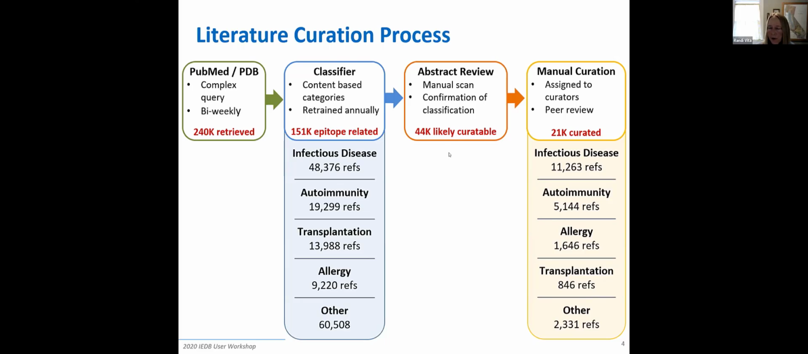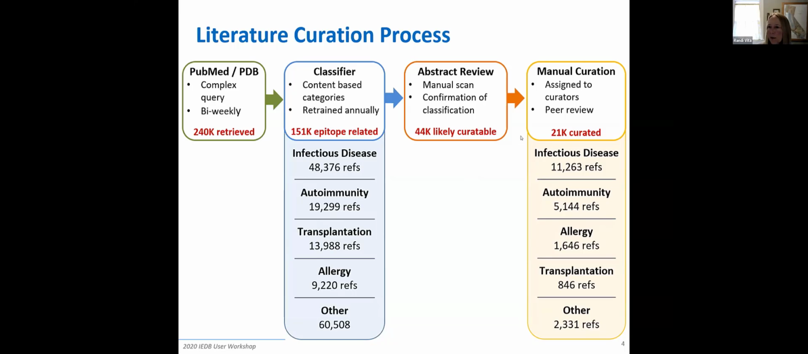And after this process, we end up with 44,000 papers that are likely to be within the scope of the IEDB and likely to be curatable. And then those go to the curators. And then the curators read the entire paper, and they find that sometimes it's a review paper, or sometimes we don't have enough detail and the author doesn't respond. So we ended up curating more than 21,000 references so far.